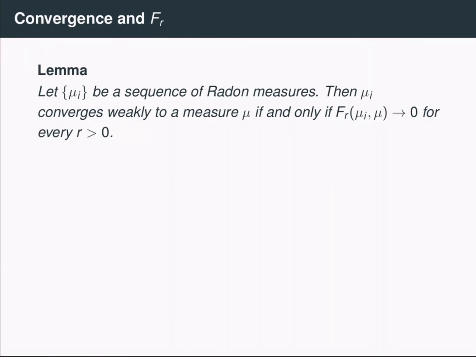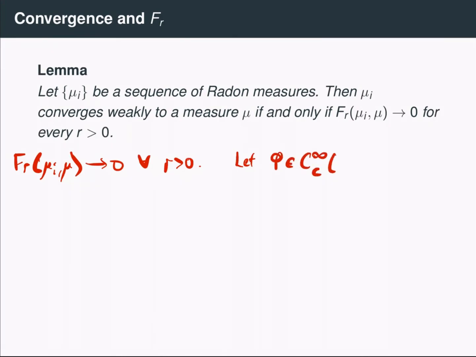Now let's show the other direction. Let's suppose that F_r of mu_i, mu is going to 0 for all radii r bigger than 0. We'll show that this implies mu_i is converging weakly to mu. But this is actually a lot simpler. So let phi be a C infinity function with compact support in R^n. You can show that this space of functions is dense in the space of continuous functions vanishing at infinity.